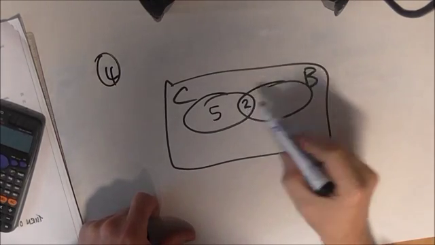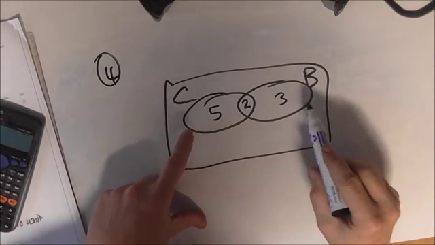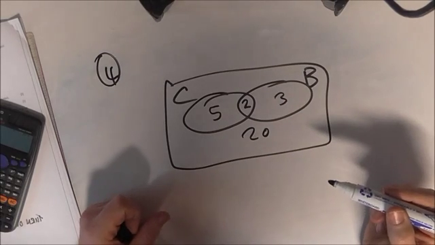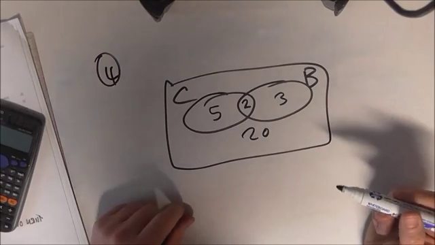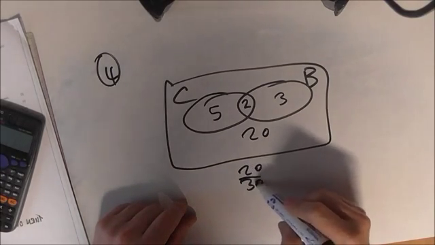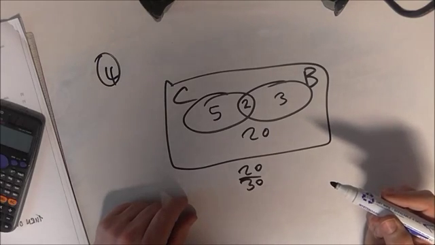5 are in the band, so if there's 2 there, there needs to be 3 there. Currently the numbers add up to 10, so that means there needs to be 20 outside. So that's part A. Part B. What's the probability that a student is not in the band? 20 out of 30. What's the probability that a student is not in the choir?